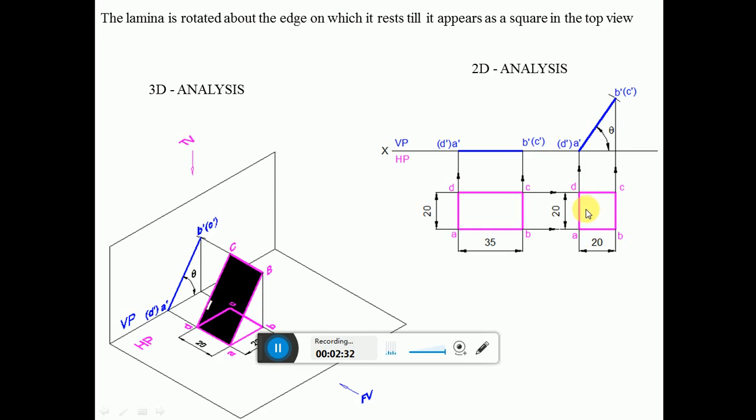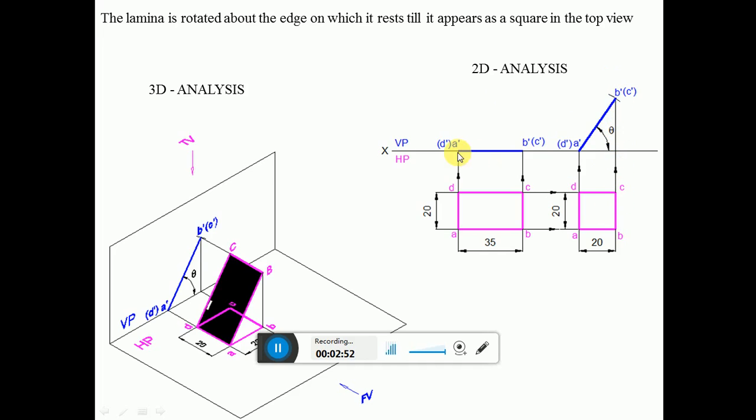Then draw a vertical projector from AD to the XY line, because one of the shorter edges is on HP, so I am keeping A dash D dash on the XY line. And you can keep BC also. If you consider BC, then it has to be rotated clockwise. Now we are rotating anti-clockwise. Then draw a vertical projector from BC to the front view.